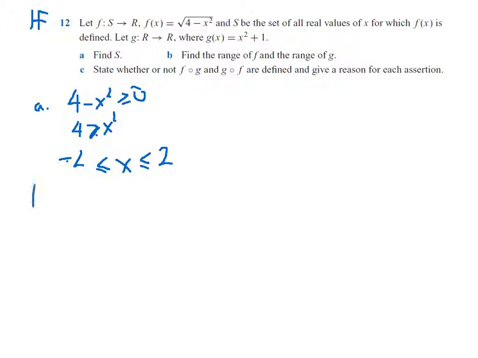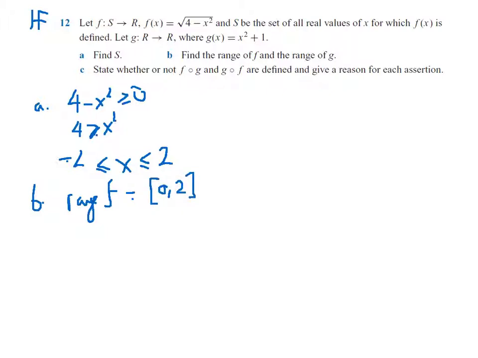Now part b, the range of f. Well, f is the square root of a number between 4 and 0. 4 minus x squared can only be no greater than 4 and no less than 0. So f is the square root of 4 minus x squared, which can be between the square root of 4 and the square root of 0. So the range of f is 0 to 2 inclusive.